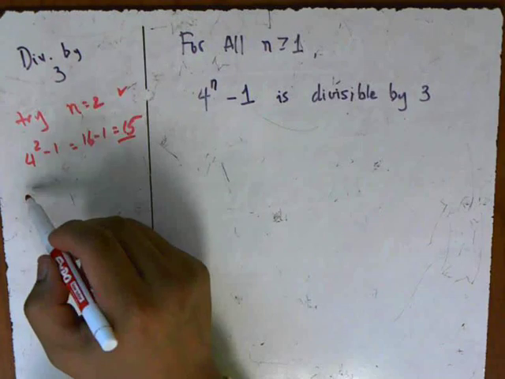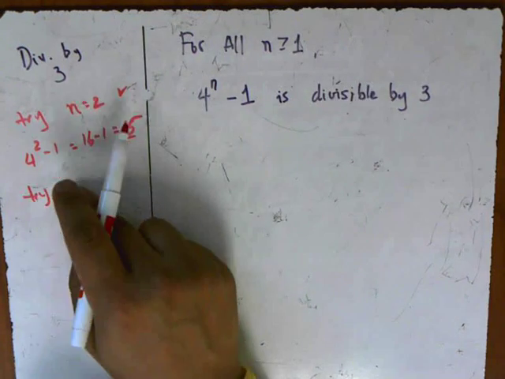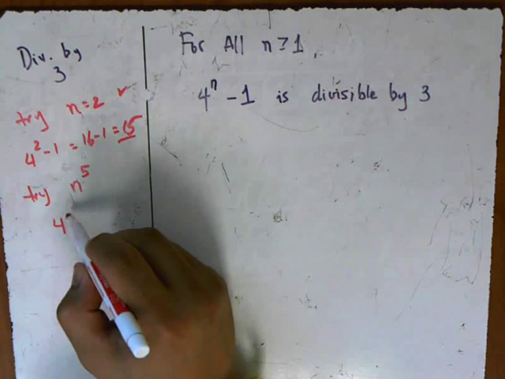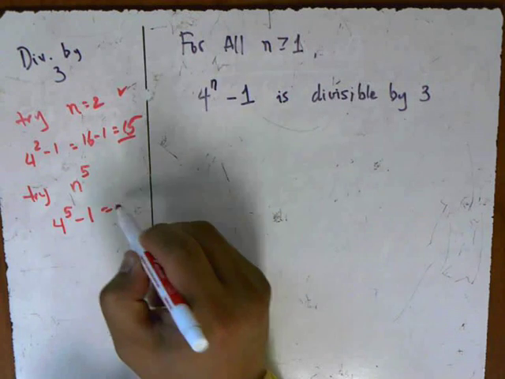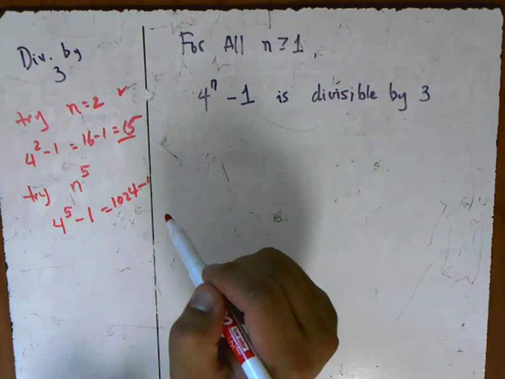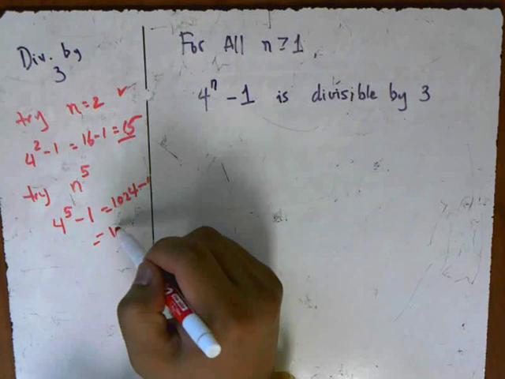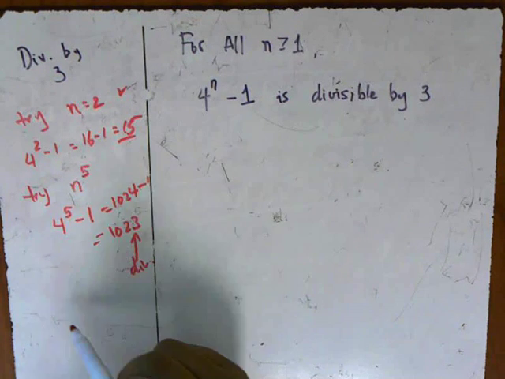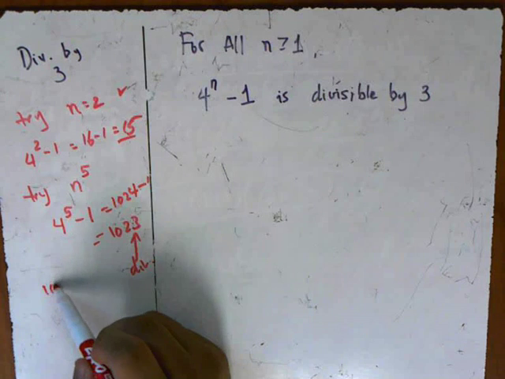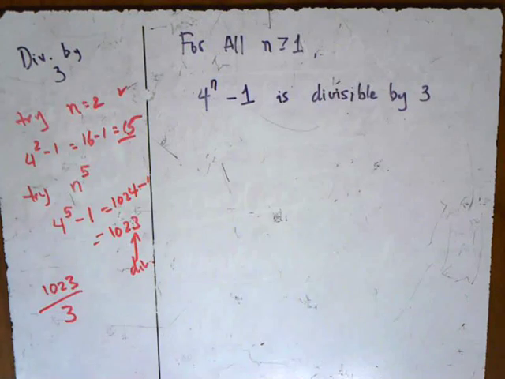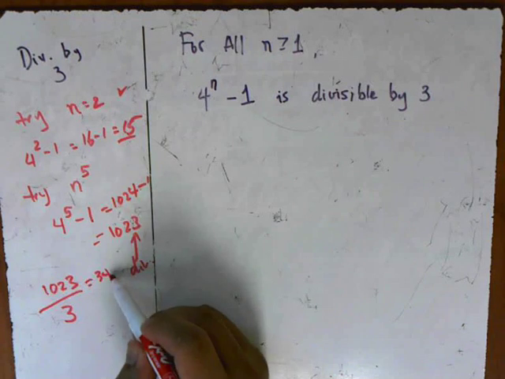Let's try something bigger. Let's try n equals 5. So 4 to the 5th power minus 1. Now 4 to the 5th, incidentally, is 1024, minus 1, which is 1023. And this is divisible by 3. Just in case you don't believe me, if we do 1023 divided by 3, you get 341. There is no remainder.